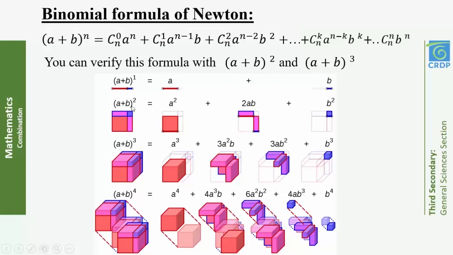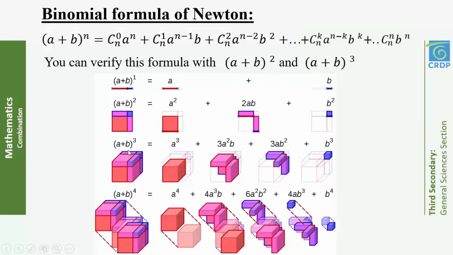Let's compare (a + b)^2 to the binomial formula of Newton. I have n equals 2, so I'm going to replace n by 2 in the above formula. Over here we will have C(2,0), which is equal to 1, and notice that the coefficients of the first terms and the last terms are always 1. And why is that? We can refer to the rule we learned before: C(n,0) and C(n,n) are always equal to 1. And I can continue this formula by replacing n by 2.